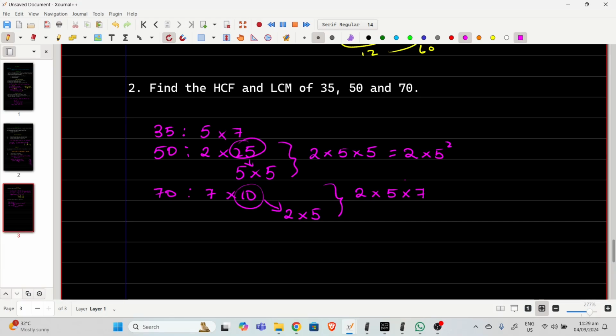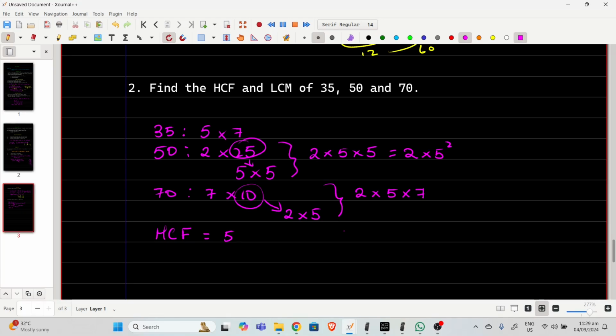Now I just have to multiply everything that is in common with the lowest powers to give me my HCF. So HCF would be equal to everything in common with the lowest power, which is 5. So 5 would be the HCF of these three.